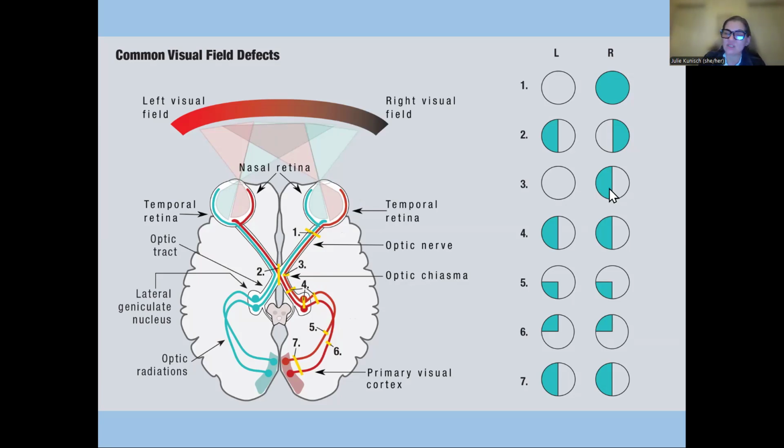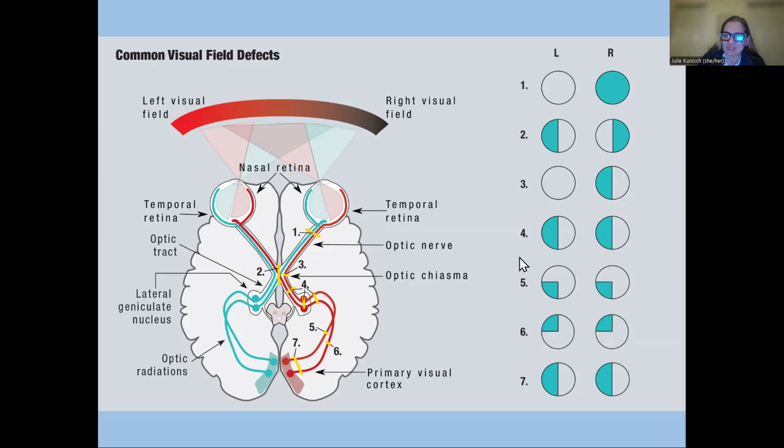Okay, this is called just an anopia because it's one eye. If you hear heteronomous or homonymous, that means it's two eyes. Heteronomous or homonymous anopia, it's two eyes. If you just hear anopia or hemianopia, it's just one eye.